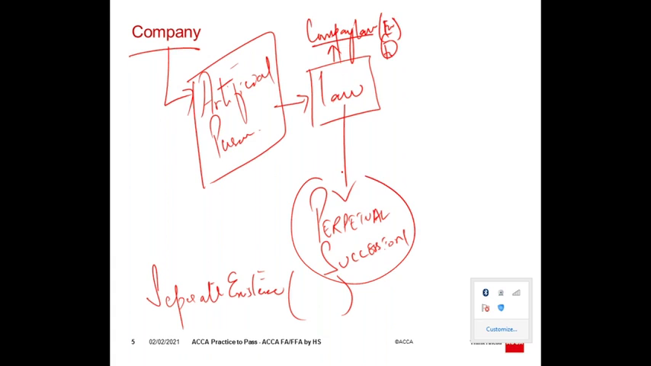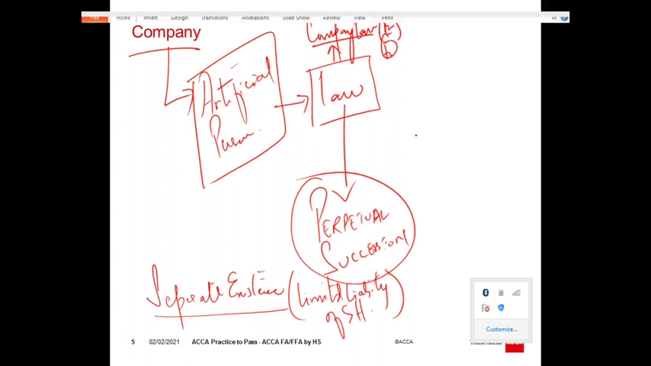Then company is having a perpetual succession. Perpetual succession means continuous existence. Company is not dependent on its owners. Company is having separate existence from its owners, means the liability is limited. Limited liability of shareholders. Is that clear? If it is clear, just write yes in the chat box so again we can go further.